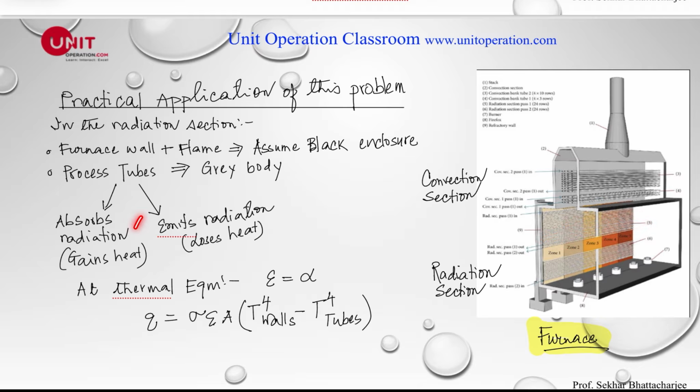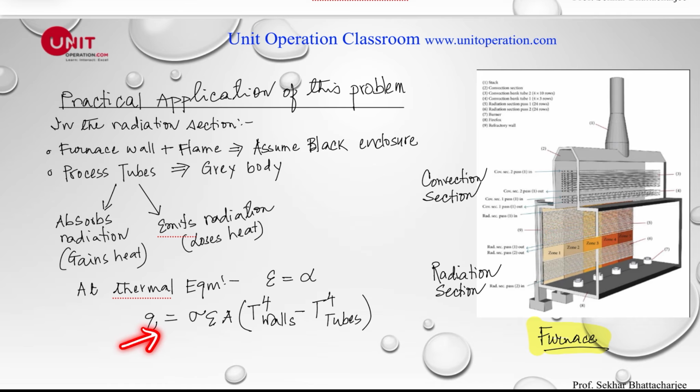According to Kirchhoff's statement, the process tubes absorb radiation, that means they gain heat, and that must be equal to the radiation they emit, that is, the heat they lose. It has to be the same. It depends upon the surface condition, the temperature and the wavelength, which is a totally different discussion. At thermal equilibrium, absorptivity is equal to the emissivity of the tube surfaces through which the liquid flows.